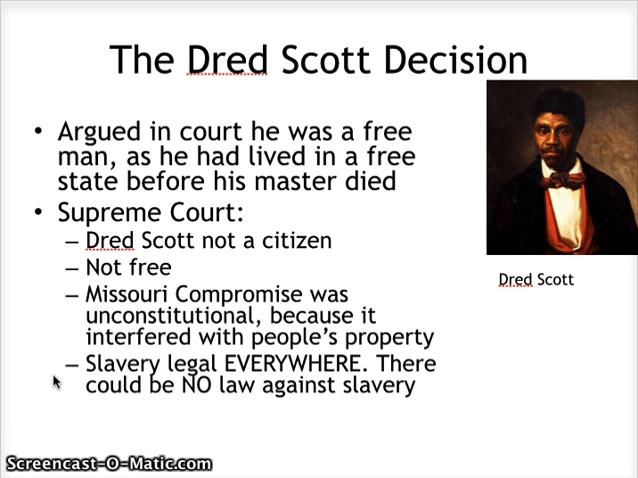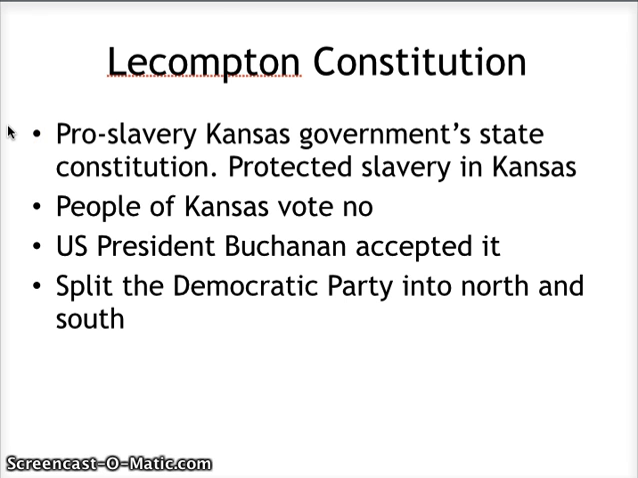That is what the Supreme Court is arguing, that technically, because we don't have the Missouri Compromise anymore, slavery is legal. This is going to upset people in the North. They do not like the idea of slavery spreading. So they're going to side with Dred Scott's side. This comes to our second problem. It's called the Lecompton Constitution.